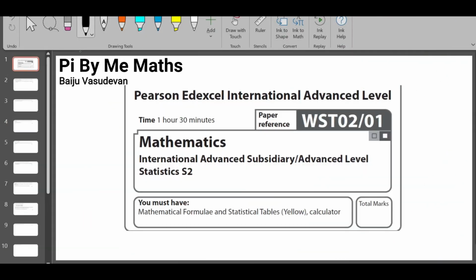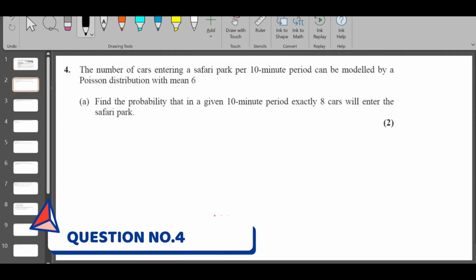This is by WST02. Here we are solving the October-November 2021 Statistics 2 paper. In the previous video, we have completed question number 1, 2 and 3. Let's look at question number 4.